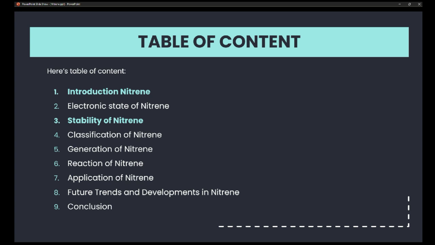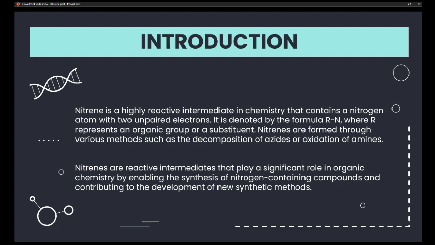Firstly, we discuss the table of contents. Here is the table of contents: introduction of nitrene, electronic state of nitrene, stability of nitrene, classification of nitrene, generation of nitrene, reaction of nitrene, application of nitrene, future trends and developments in nitrene, conclusion. Introduction. Nitrene is a highly reactive intermediate in chemistry that contains a nitrogen atom with two unpaired electrons.